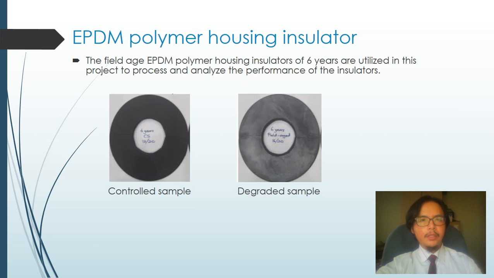Okay, the material that I'm going to use for this study is EPDM polymer housing insulator. The field-aged EPDM polymer housing insulator, 6 years old, is utilized in this project to process and analyze the performance of the insulator itself. As you can see, this is the control sample, and this is the degraded sample.